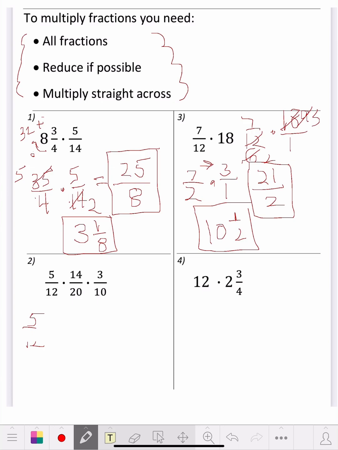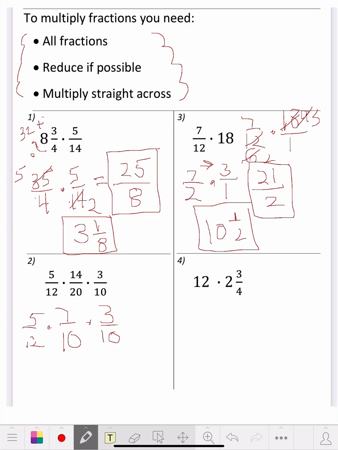Now, 14/20, can that be reduced any? I think it can, okay? Let's see. If we did 2 in each, we would get 7 times 7 over 10. Okay, this works. We just reduced the 14/20ths right in the beginning. Now, can we reduce 3/10? No, that stays the same, 3 over 10.